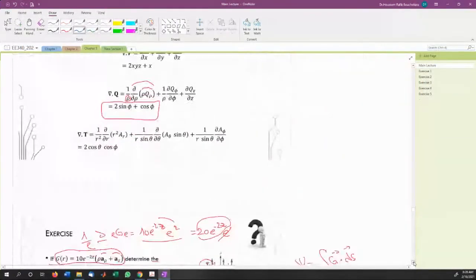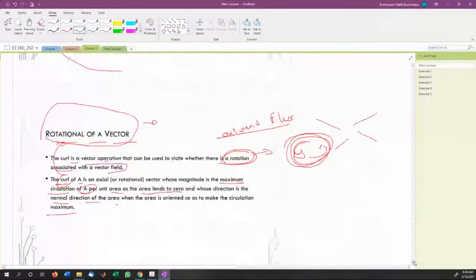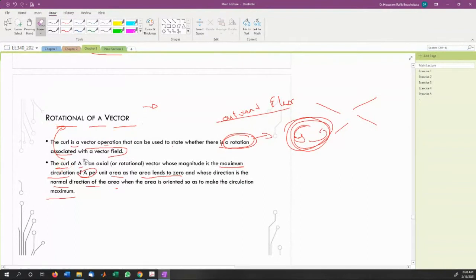بعدها وكانت آخر شيء شفناه مع بعض اللي هو الكيرل أو rotational. Okay. قلنا الروتاشنال يا شباب يعبر لي على ايش؟ قلنا the rotational of a vector A is an axial or rotational vector. Okay, the magnitude of this vector is the maximum circulation of A per unit area as this area tends to 0, and the direction of this vector is the normal direction of the area when the area is oriented so to make the circulation maximum.